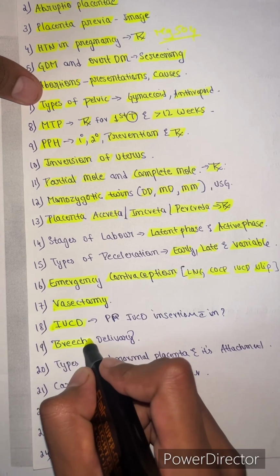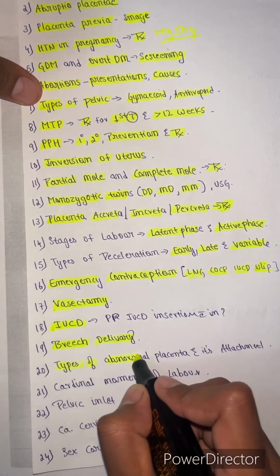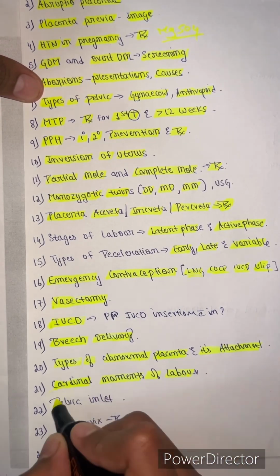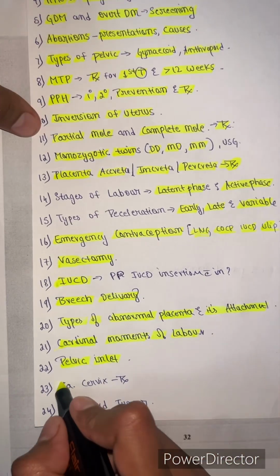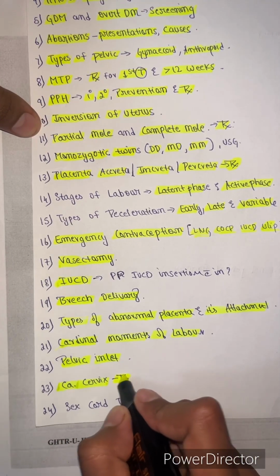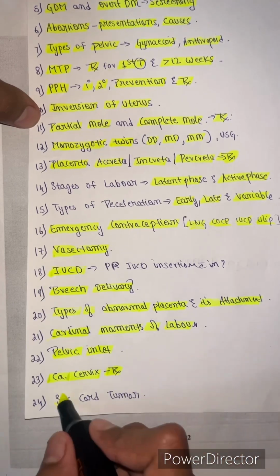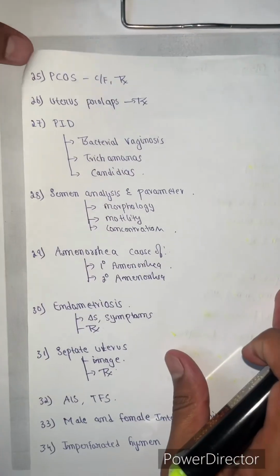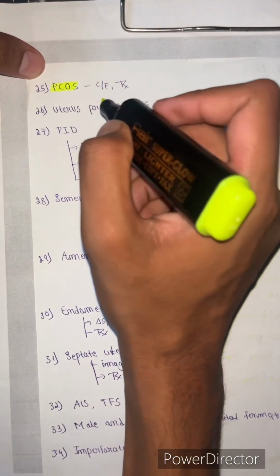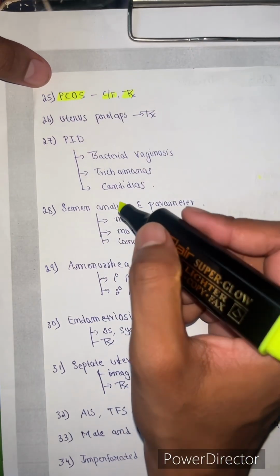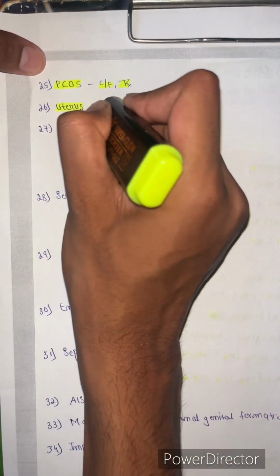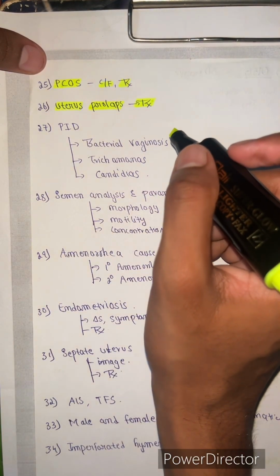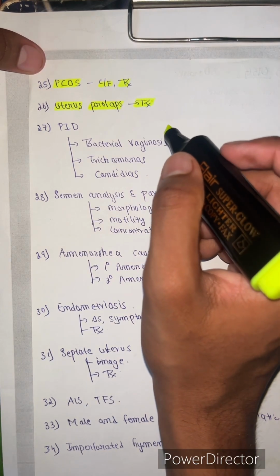Now breech delivery, and we have types of abnormal placenta and their attachment, which is also important. And cardinal movements of labor, and pelvic inlet is again important. And carcinoma of the cervix, the treatment part is very important. And sex cord tumors, we have some, so we should know. And clinical features of PCOS, and the treatment of PCOS is again important. Next we have uterine prolapse, especially the management in uterine prolapse is very important. Based on age, reproductive age and geriatric age, we should know how to manage it.